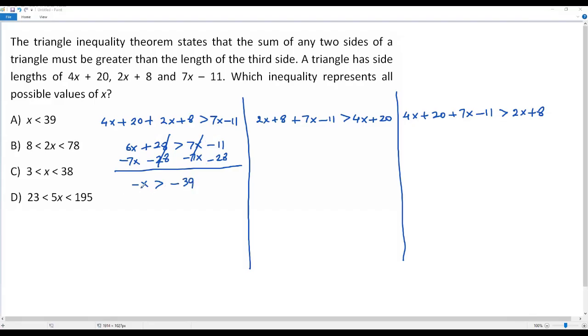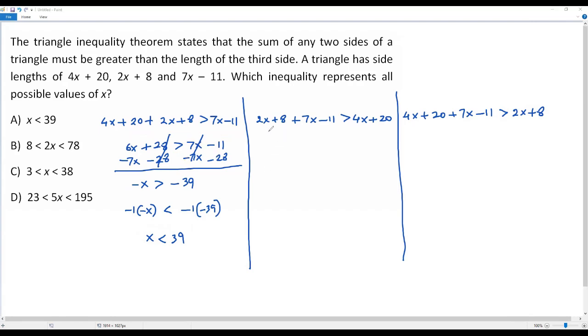Here I am trying to solve for x, but x contains a negative sign. To get rid of the negative sign, we can multiply both sides of this inequality by negative 1. That is negative 1 times negative x and negative 1 times negative 39. In an inequality, when I multiply or divide both sides by the same negative number, we have to flip the inequality sign. Here we have greater than. When I flip it, it will become less than. Negative 1 times negative x is a positive x, less than negative 1 times negative 39 is a positive 39. This is the result I am getting from the first inequality.